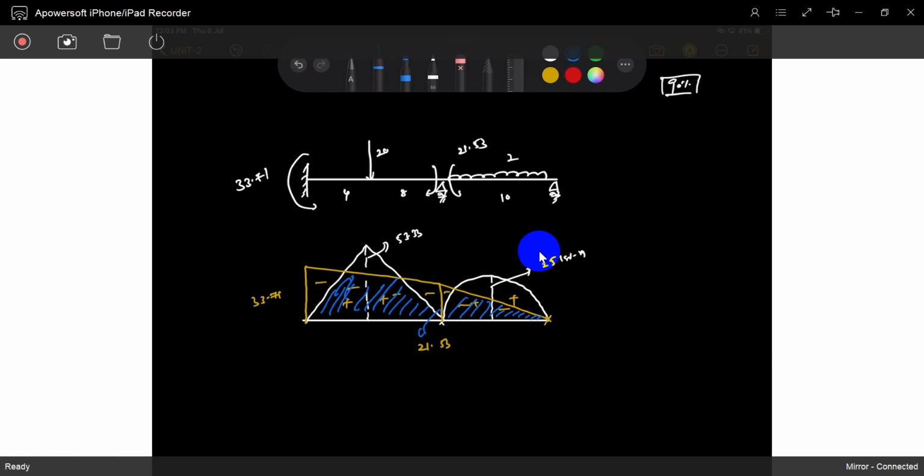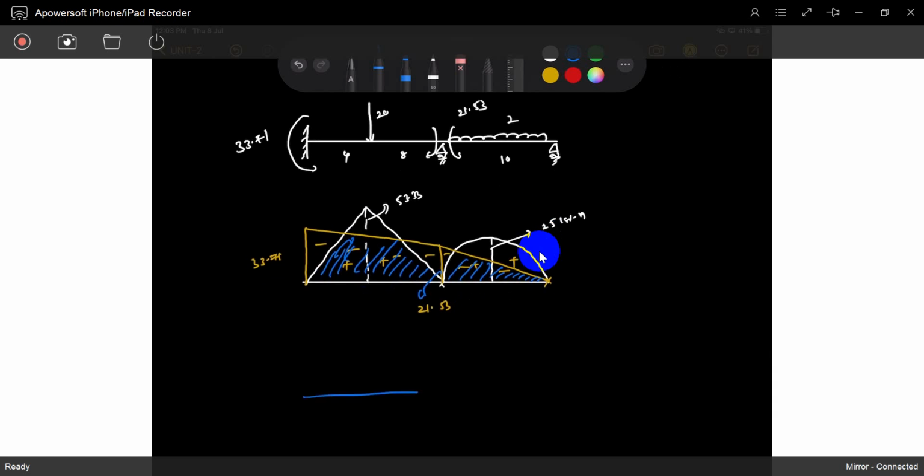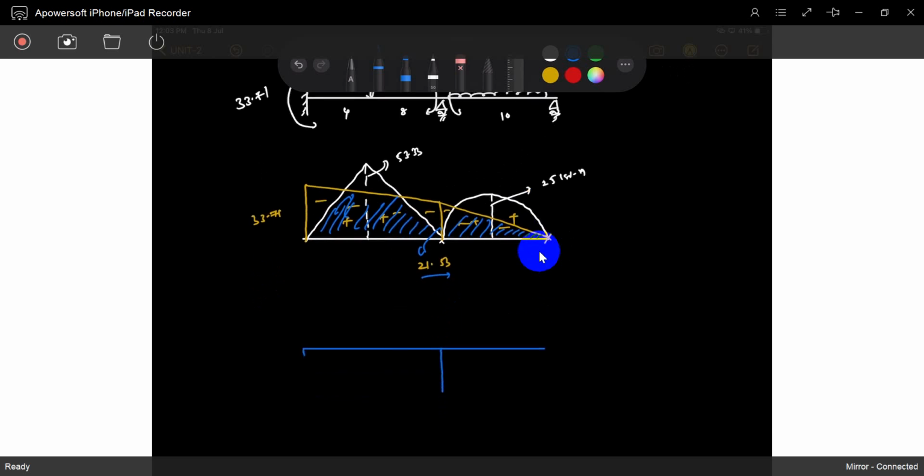Otherwise, if you try to draw it simply section by section, you will get it like this. No problem. How can you get it? It's a 21.53 hogging moment. This is 21, so this is 33 hogging moment. This is 0. If you try to draw a curve, it will come like this, and this will come like this. Understood?